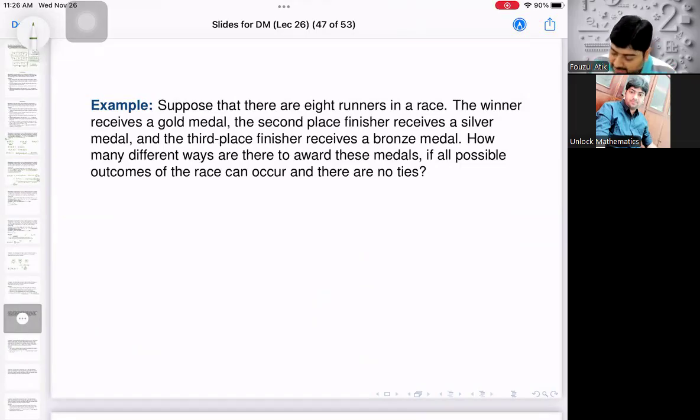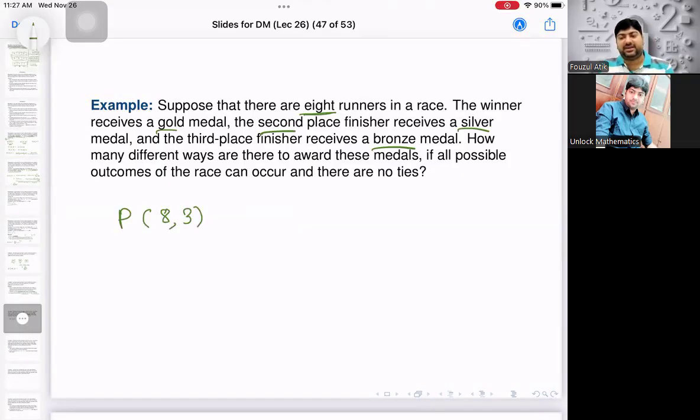So see, you have 8 runners available. And how many different prizes are there? 3 different prizes: gold, silver, and bronze. Right? So how many ways can you do? Basically, it is again an ordered arrangement. Right? So it is P(8, 3). That should be the answer.